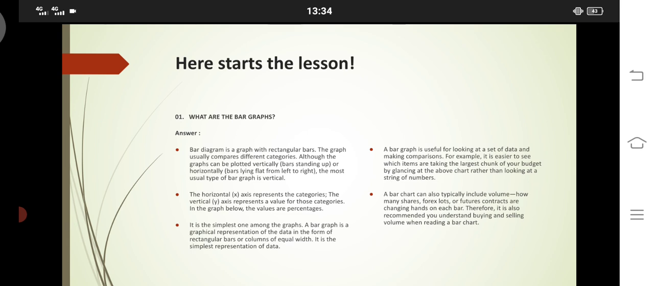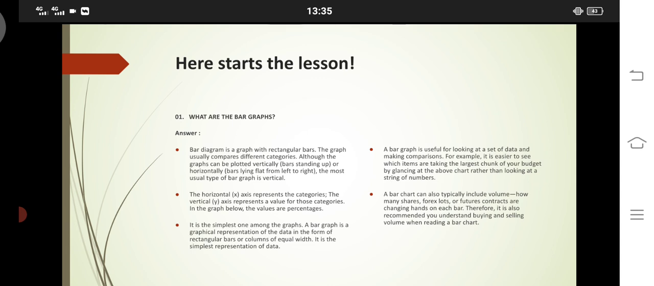The horizontal axis represents the categories. The vertical y-axis represents the value for those categories. In the graph below, the values are percentages. It is the simplest one among the graphs. A bar graph is a graphical representation of the data in the form of rectangular bars or columns of equal width. It is the simplest representation of data.